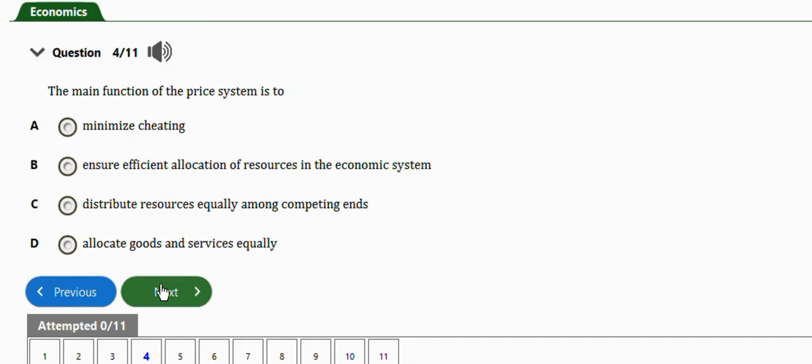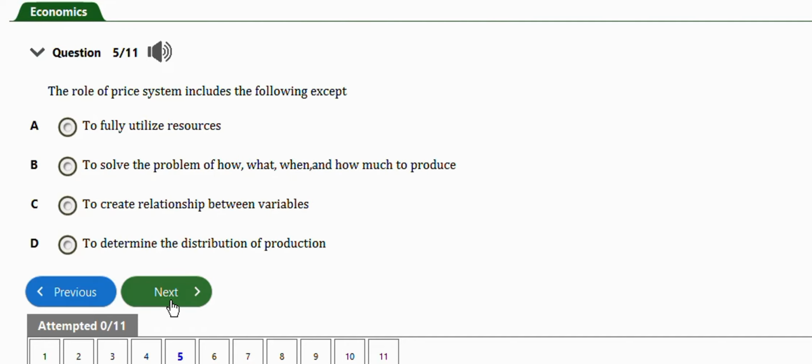Next question. It says the main function of the price system is to minimize cheating, ensure efficient allocation of resources in the economic system, distribute resources equally among competing uses, or allocate goods and services equally. The right answer is option B, ensure efficient allocation of resources in the economic system.